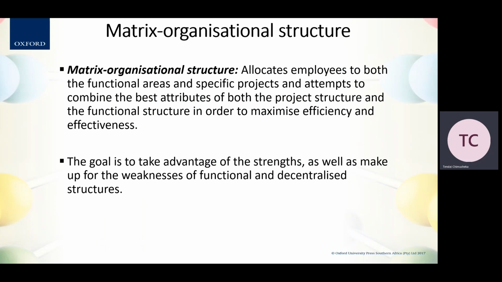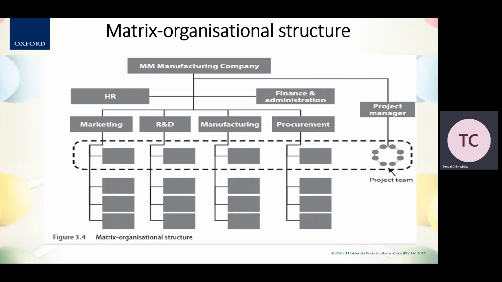Then there is matrix organizational structure. This allocates employees to both functional areas and specific projects, and attempts to combine the best attributes of both project structure and the functional structure in order to maximize efficiency and effectiveness. So it combines those two structures. And the goal is to take advantage of the strengths as well as to make up for the weaknesses of functional and decentralized structures.